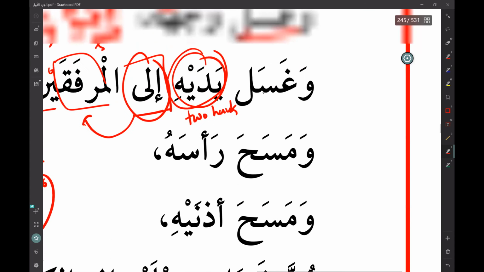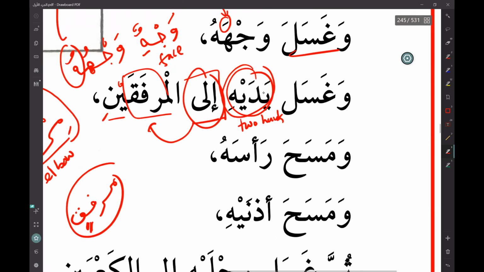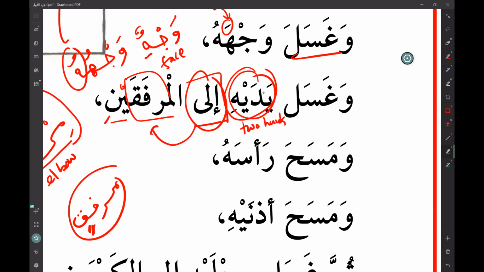Now, okay, so this is clear. So, غسل يديه إلى مرفقين. He washed his two hands. Again, depends on how you translate. Ila, do you say up to or including what? Two elbows. Okay. Most of the opinion is that you include the elbow, but there are some understandings. Again, I told you that ila is very tricky in terms of how people understand. Some people think that it doesn't include the thing that you're going up to.